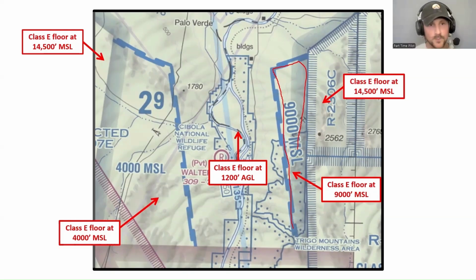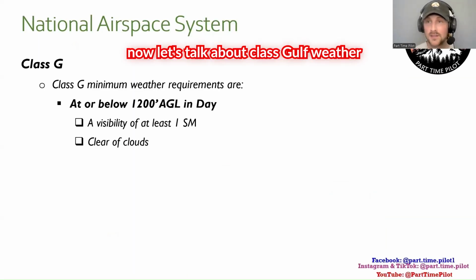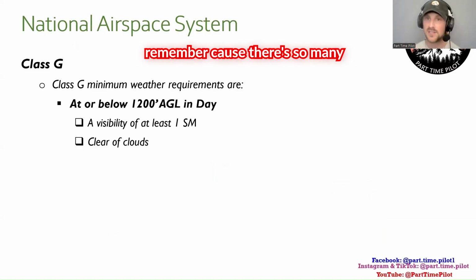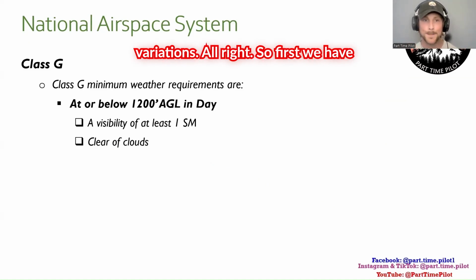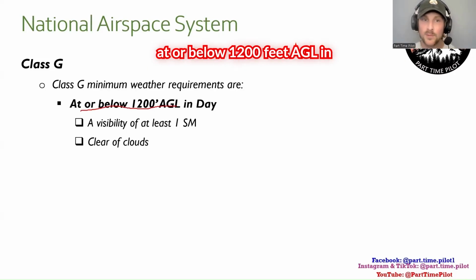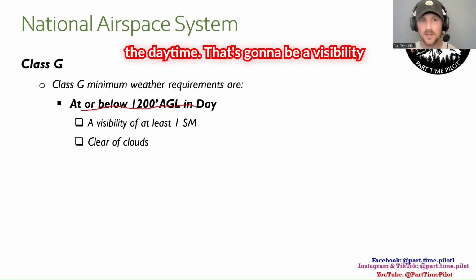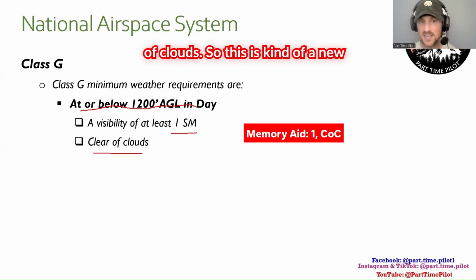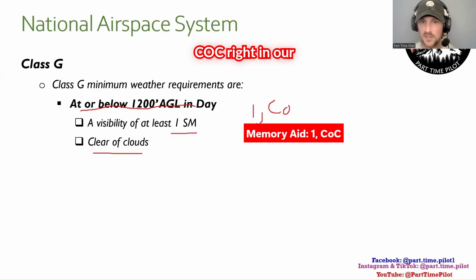All right. Now let's talk about Class Golf weather minimums. These are the most difficult to remember because there are so many variations. So first, we have at or below 1,200 feet AGL in the daytime. That's going to be a visibility of at least 1 statute mile and clear of clouds. So this is kind of a new combination. This would be 1 COC in our shorthand for this.